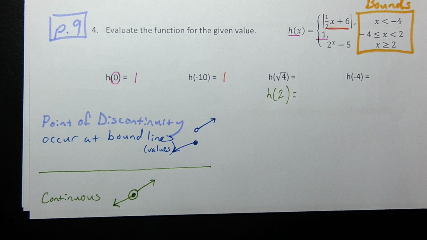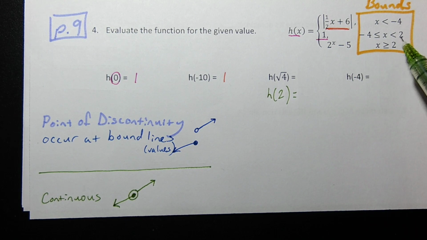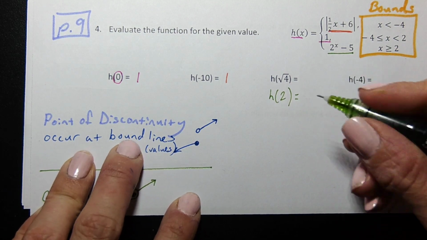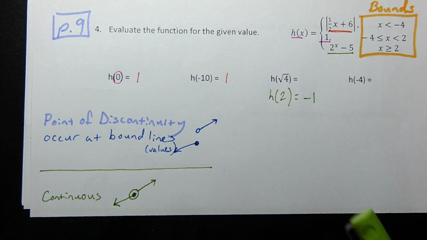So, am I going to plug 2 into the second function piece or the third function piece? The third, because 2 is not less than 2, but it is greater than or equal to 2. So we're going to plug into this function piece. So 2 squared is 4, and 4 minus 5 is negative 1. Try the last one on your own.